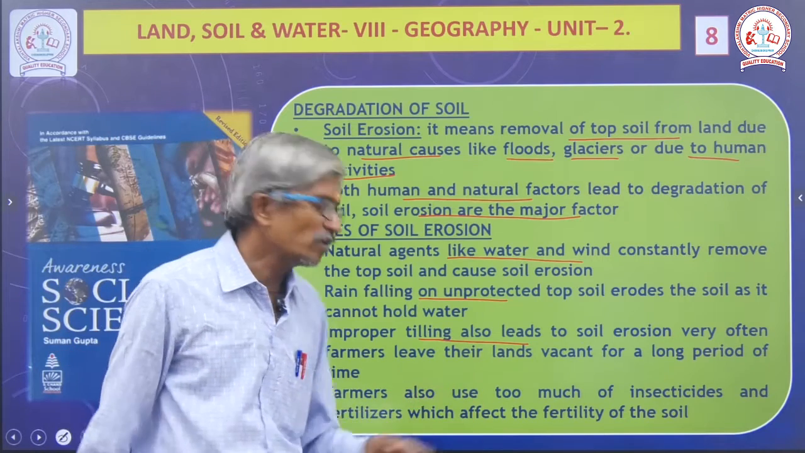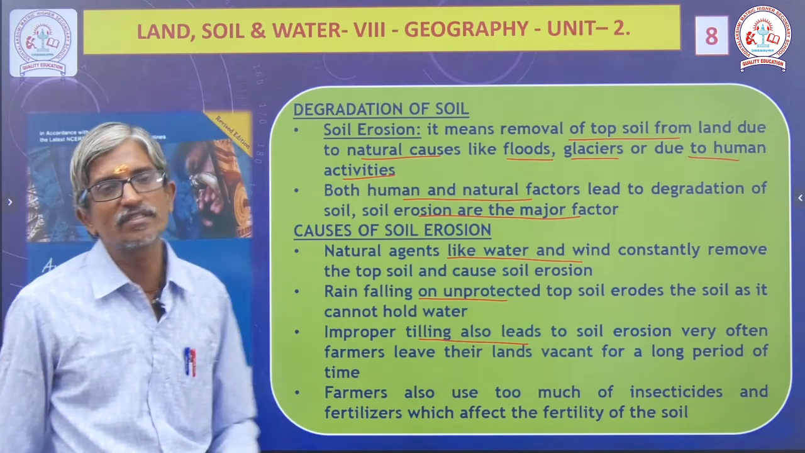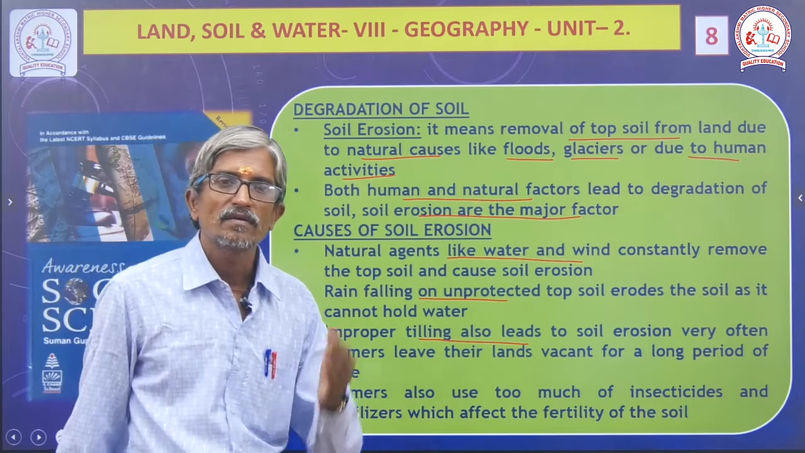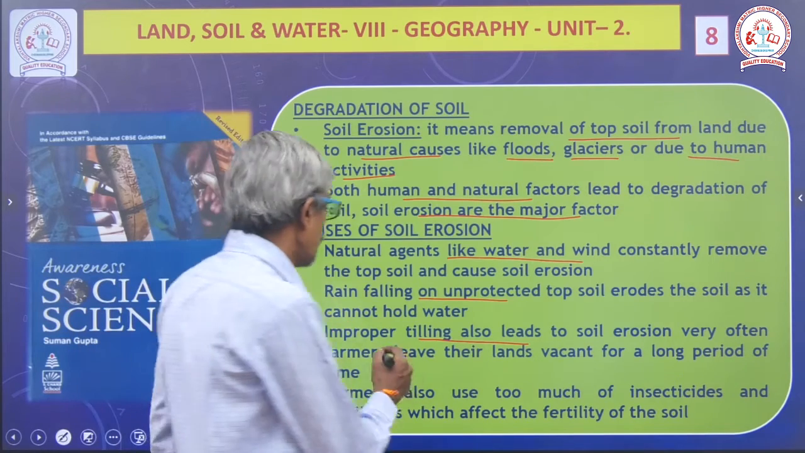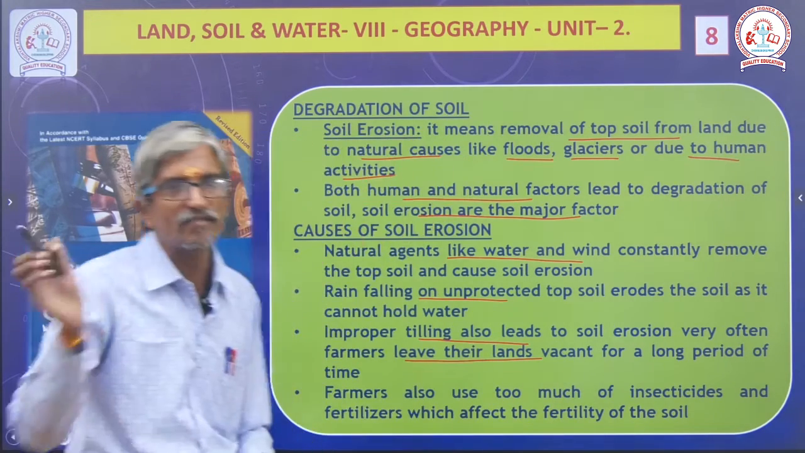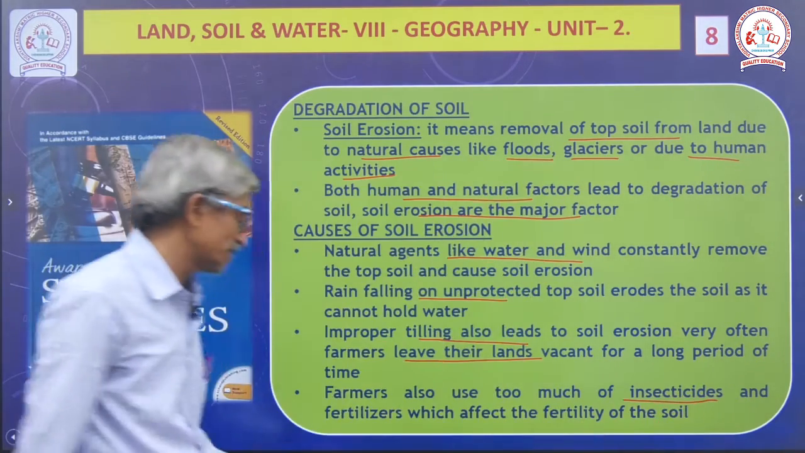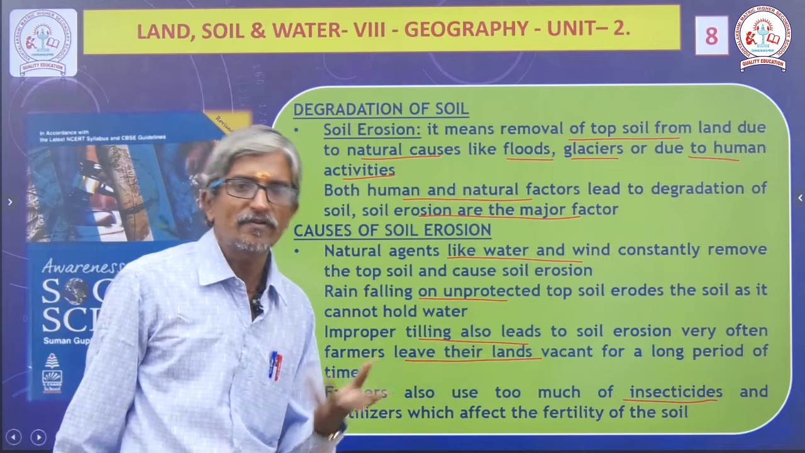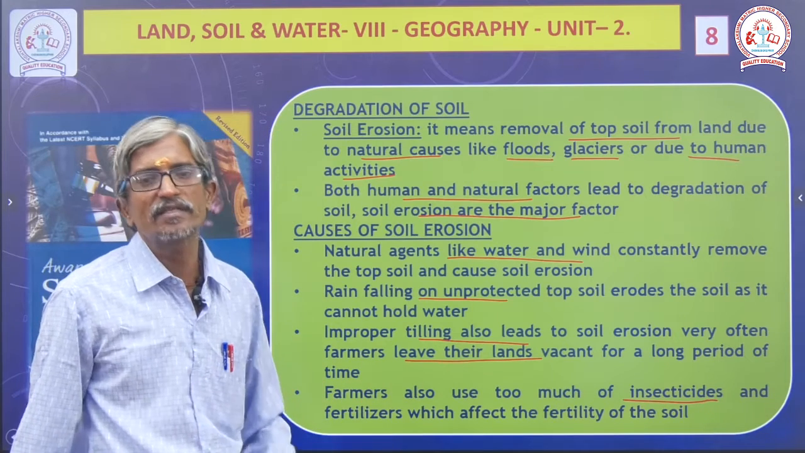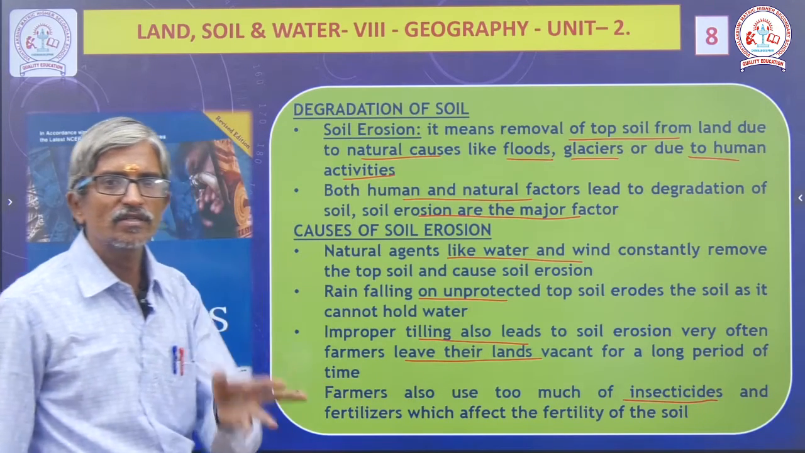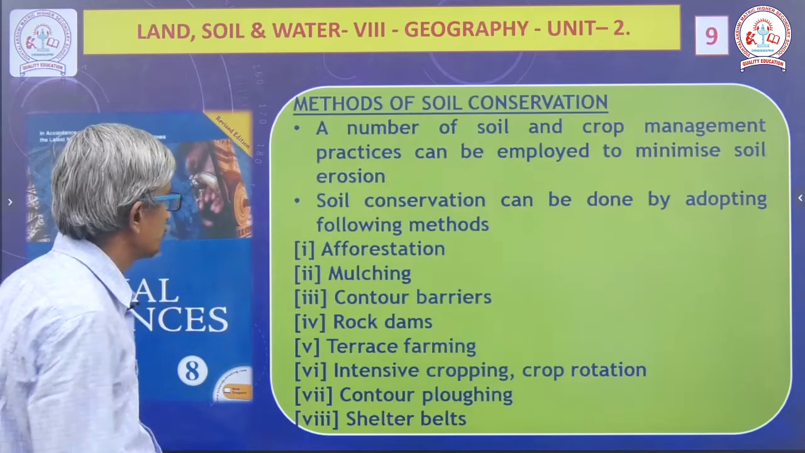Next, farmers also use too much pesticide. Another important reason. The first reason is that farmers very often leave the land vacant for a long time. Another reason is using insecticides and fertilizers, so it affects the soil fertility. That is also another important reason.